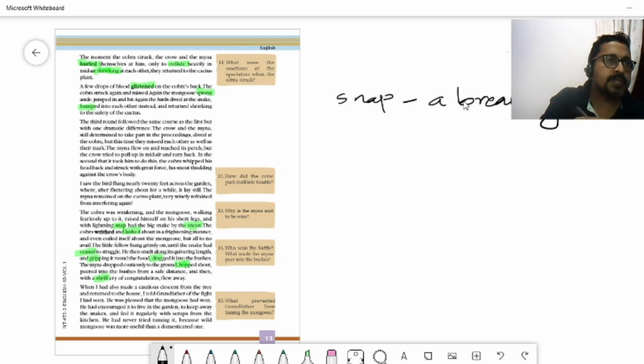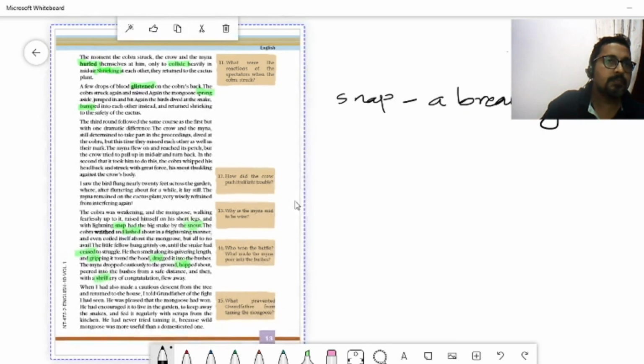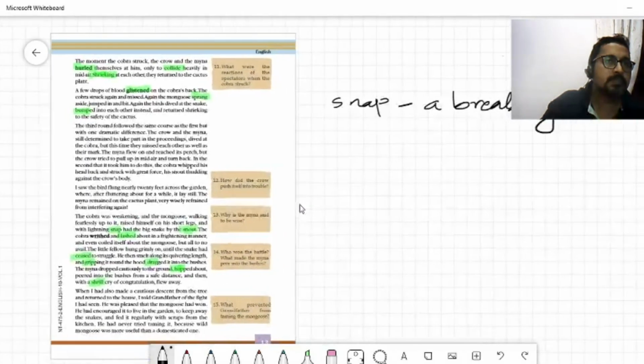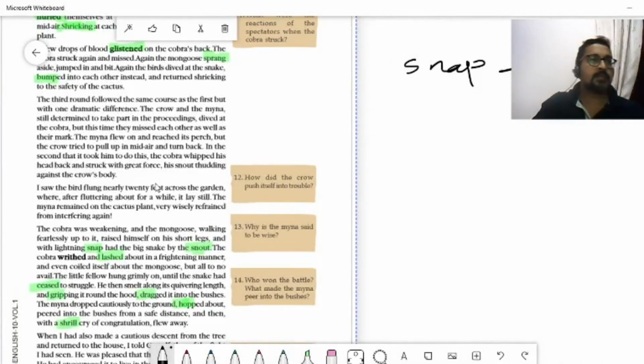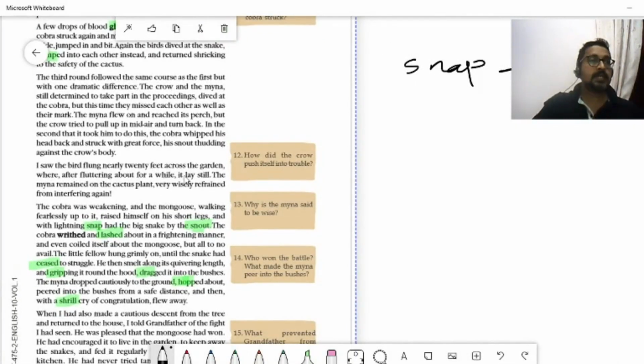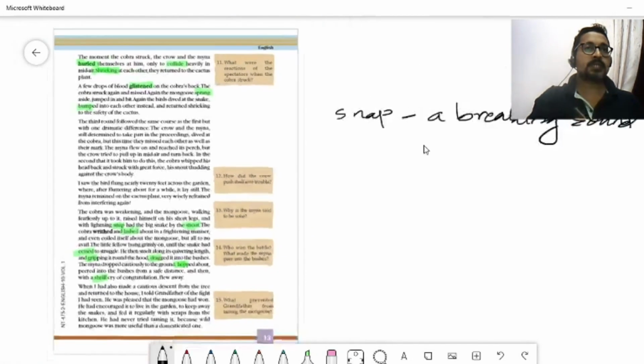The mongoose walked fearlessly up to him, raised himself on his short leg, and with a lightning snap, with a breaking sound, what did it do? It caught the big snake by its snout. It caught the big snake by its mouth, snout.